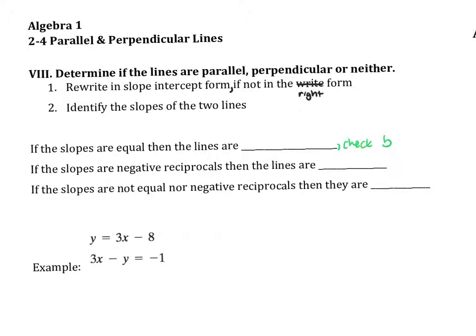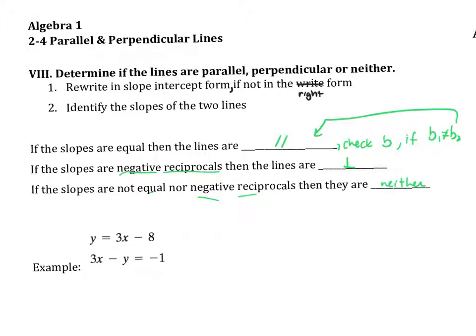And if the b's are not equal, then the lines are parallel. If the slopes are opposite or negative reciprocals, then the lines are perpendicular. And if they're neither, then our result is the lines have no special relationship. Neither. Learn to spell, and there we go.